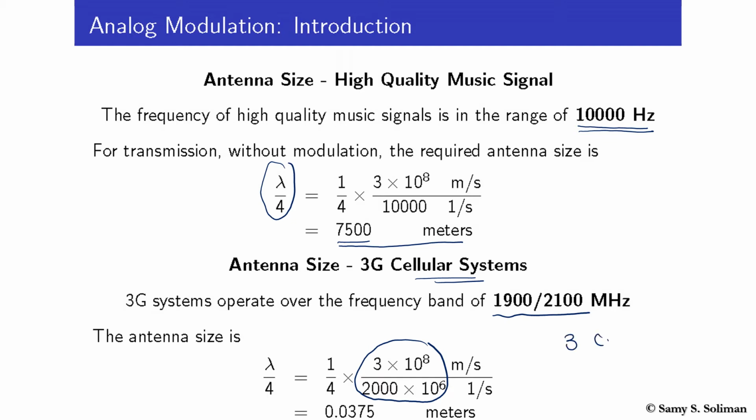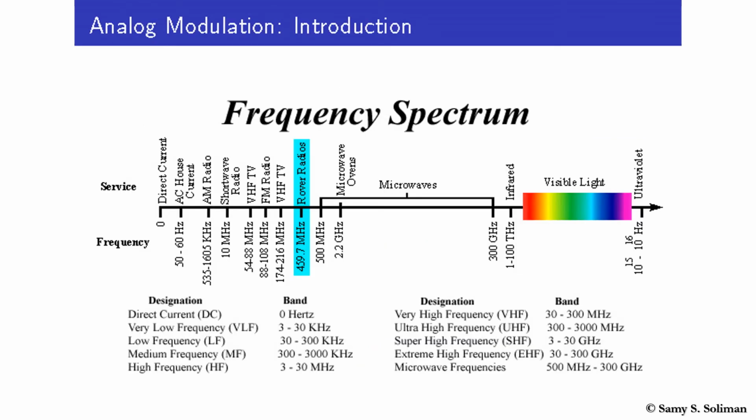So definitely that is a practical antenna size that can be placed in a mobile set, which is easily mobile and can be a handheld set to facilitate mobility. Without modulation, we wouldn't have been able to transmit the voice signal in such a wireless manner. So the first reason why we need modulation is to have a practical antenna size.